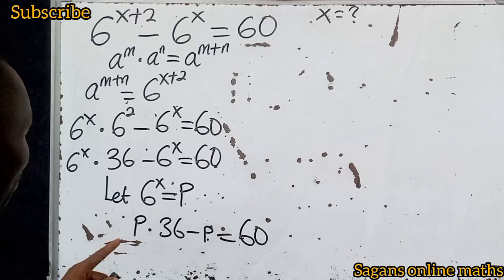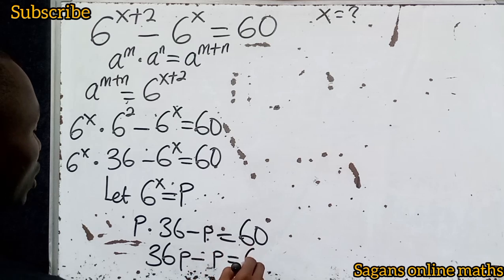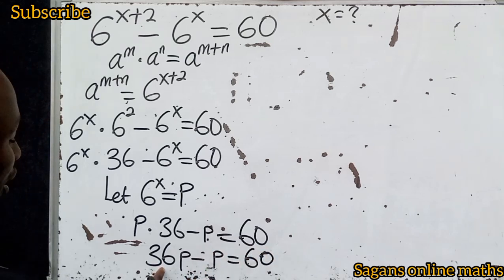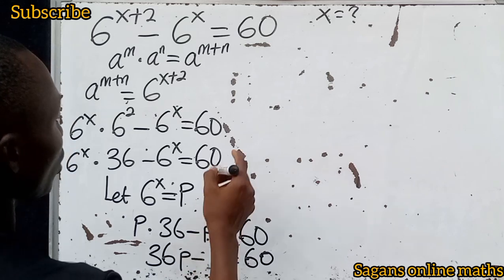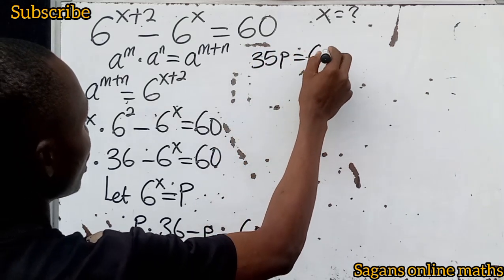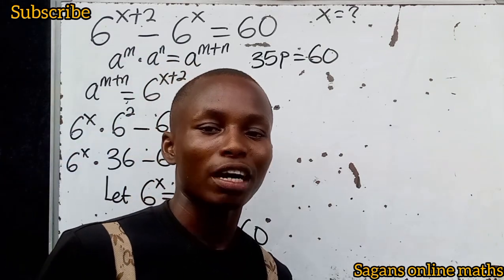Now, p times 36, this is 36p. Then minus p equals 60. Now, 36p minus p gives us 35p. So we are left here with 35p equals 60. Remember, we are not asked to solve for p. We are asked what is the value of x.